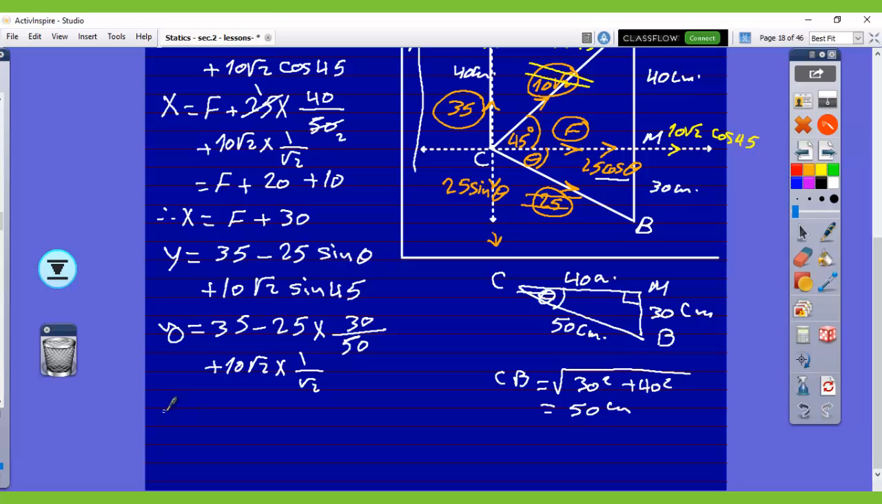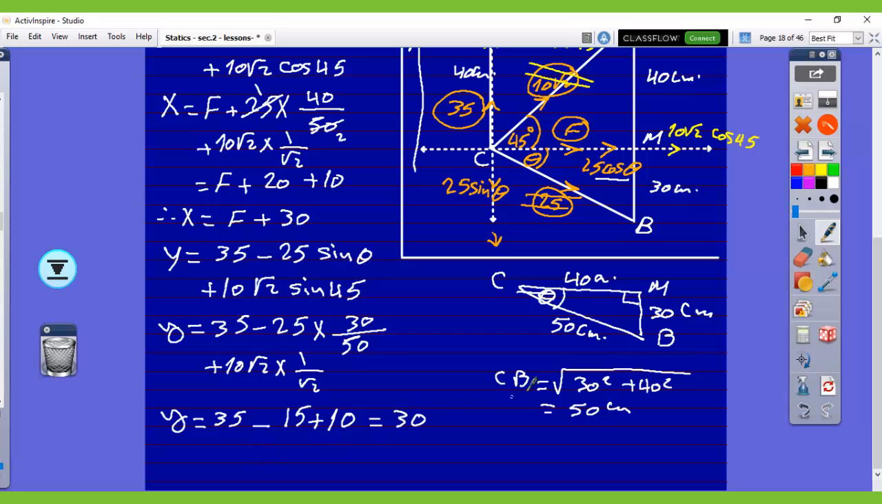So y equals 35 minus 25 multiplied by 30 over 50 equals 15, plus 10. Which equals, we have 35 plus 10, it is 45. 45 minus 15 equals 30.